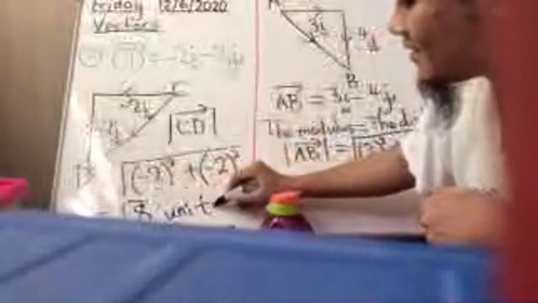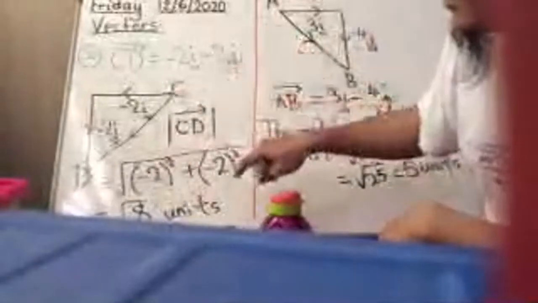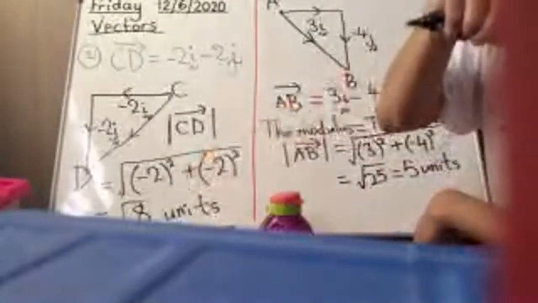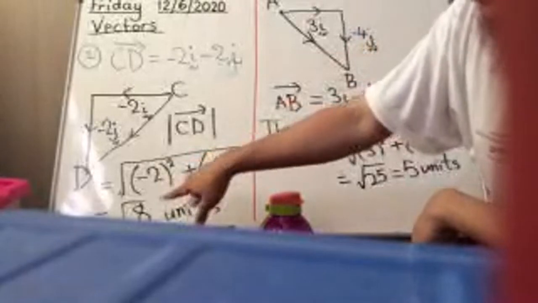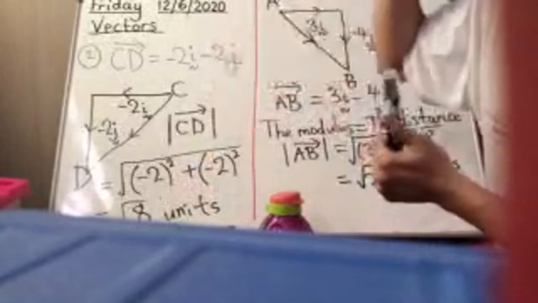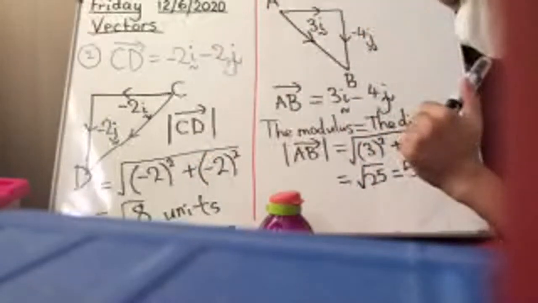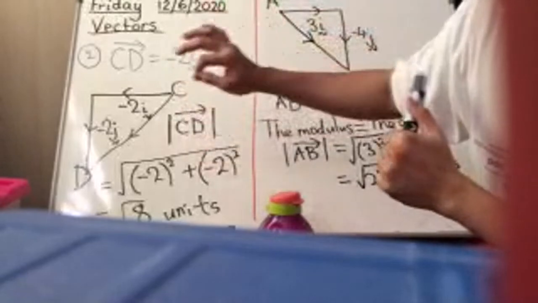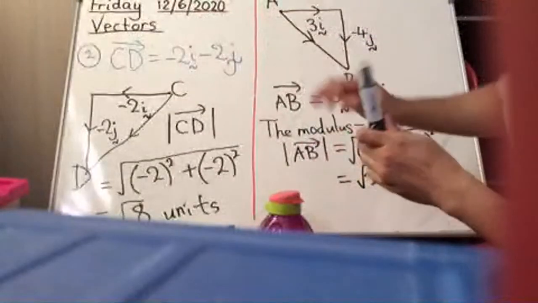Okay, in vectors, it's not necessary to change to decimals. You can always leave your answer as square root 8 units. That's it, so this is the second example. For today's lesson, we just focus on finding only magnitudes. So I think I'll give you the last example.